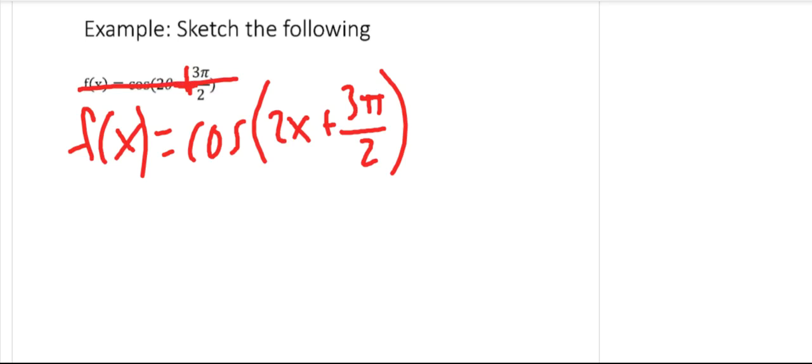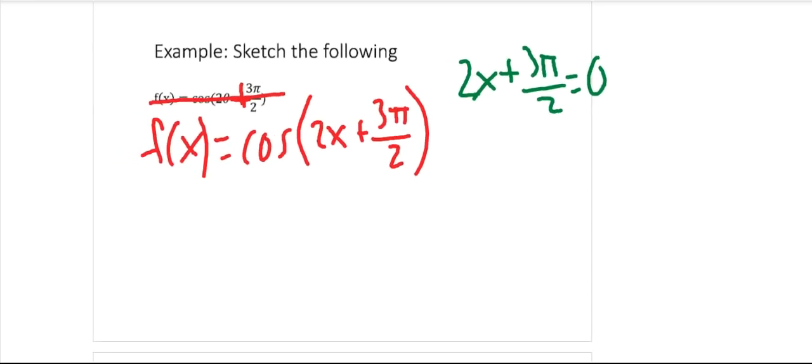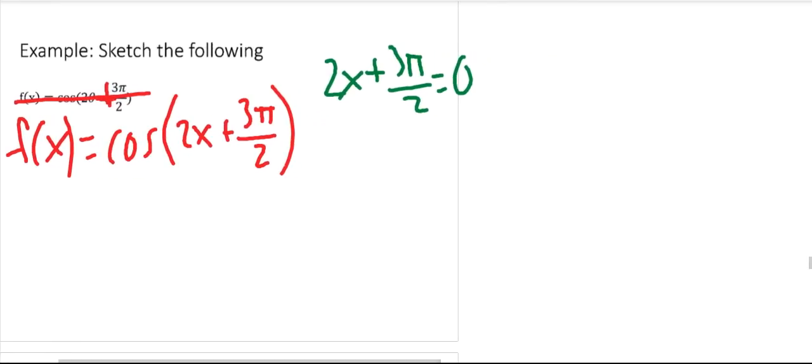All right, so let's go ahead and graph it. The reason why I wanted to do this one is because the phase shift is going to be a little bit different. So let's pause the video and try to do it by yourself. If you've already tried, let's do this here. 2x plus 3 pi over 2 is equal to 0. That's my first equation. And now my second equation is just going to be the other one with 2 pi instead. So 2x plus 3 pi over 2 equals 2 pi.